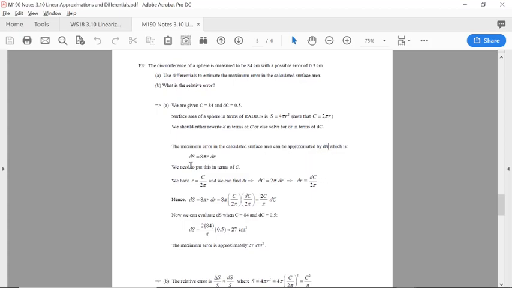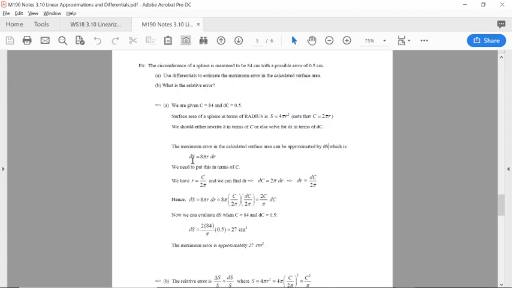How do we find dS? Well, I'm going to leave this in terms of r for the moment, so I can find dS/dr, because that's S prime of r. Take the derivative of this with respect to r, and therefore dS is S prime of r times dr. What's S prime of r? It's going to be, by the power rule, 8 pi r. So dS is 8 pi r dr.